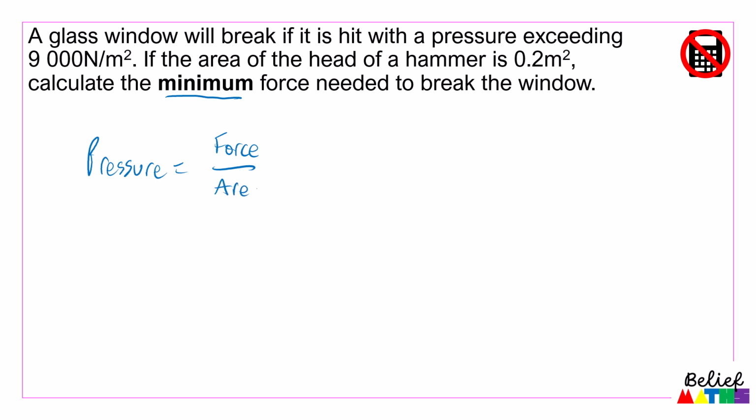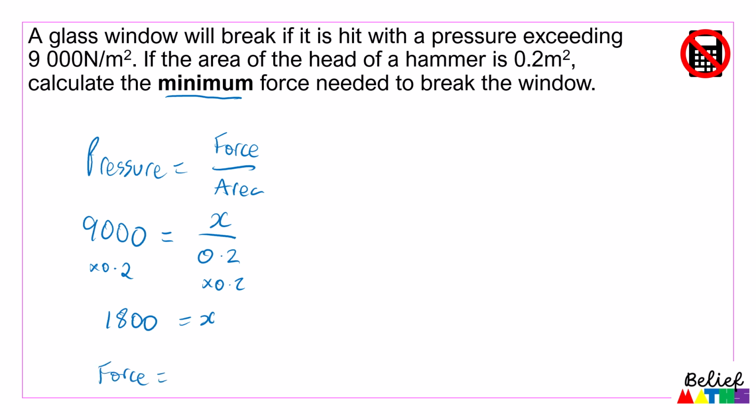Let's sub in what we know. Well, we know the pressure is 9,000. We'll leave out our units to make it a little bit easier for ourselves. The force we're trying to find, we'll just call that x, and the area is 0.2. We're then going to solve this equation. We can multiply both sides by 0.2, and that just gives us an answer of x equals 1,800. So the force needed is 1,800 newtons.